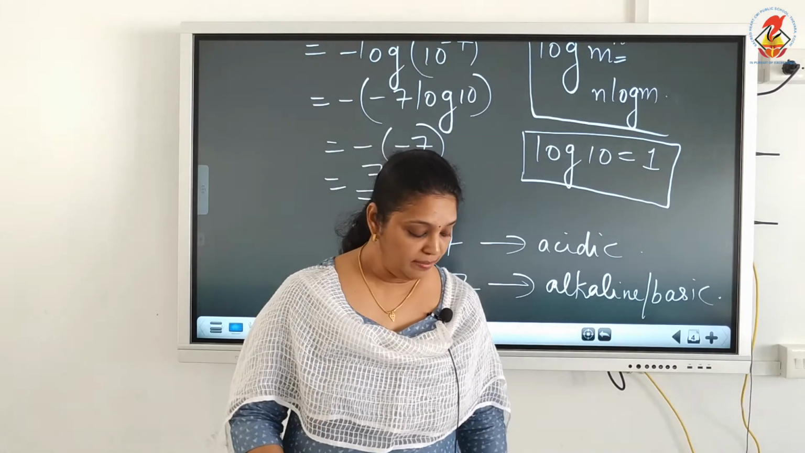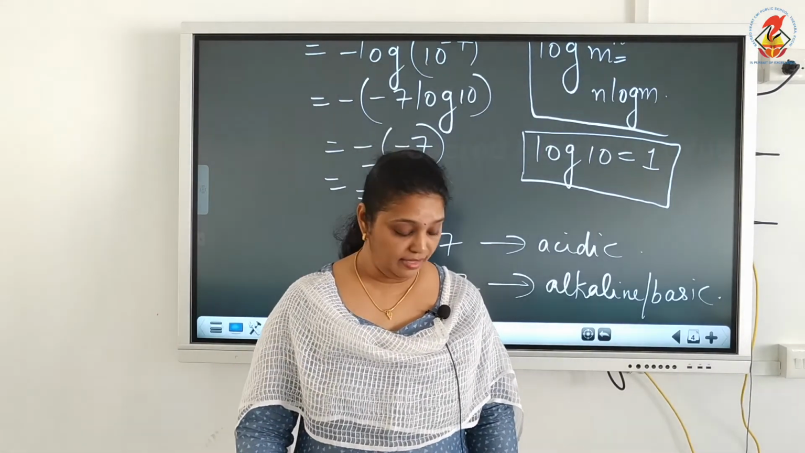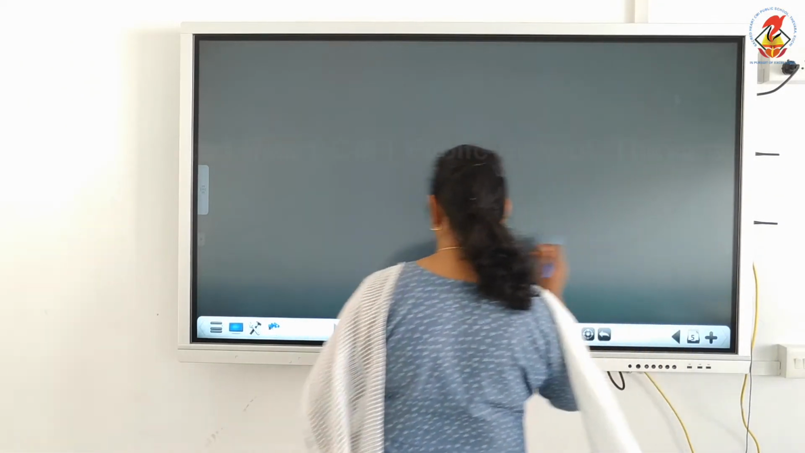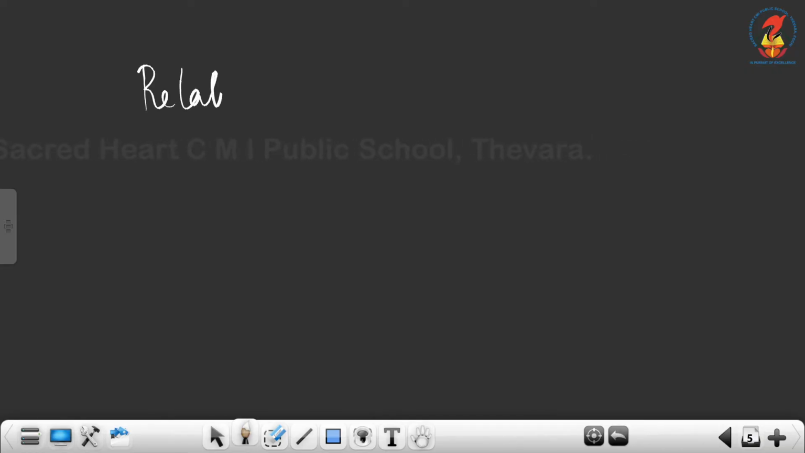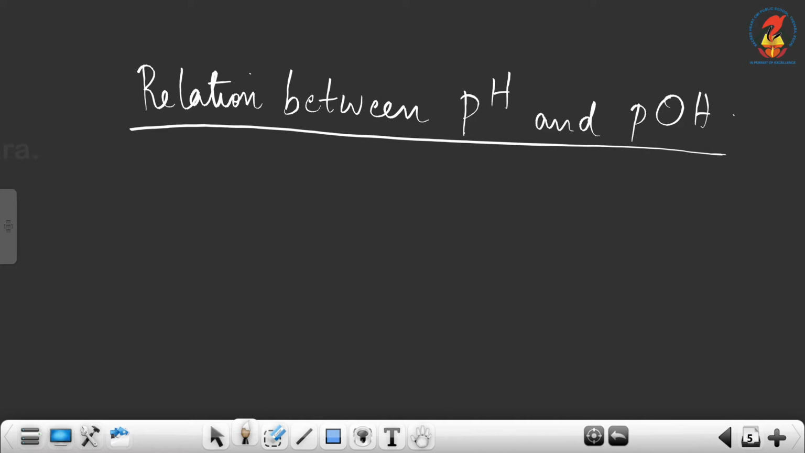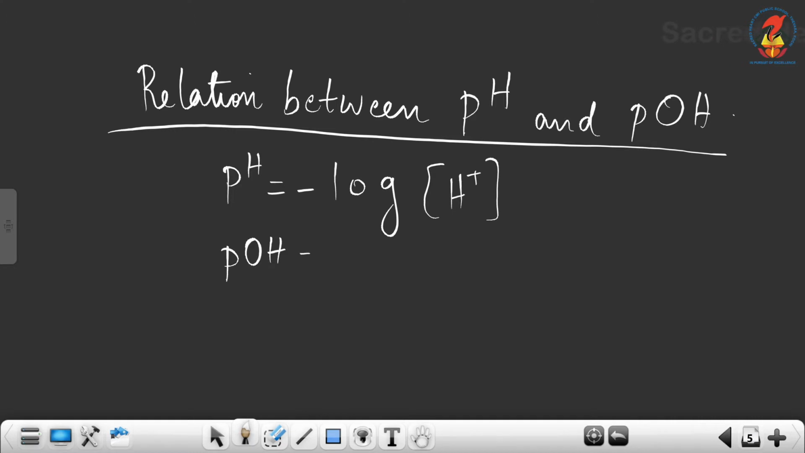So this is regarding the pH. Now next, let us see the relation between pH and pOH. So next heading we have relation between pH and pOH. Now we know the expression for pH. pH is minus log concentration of H plus ion. So we can write pOH as minus log concentration of OH minus ion.